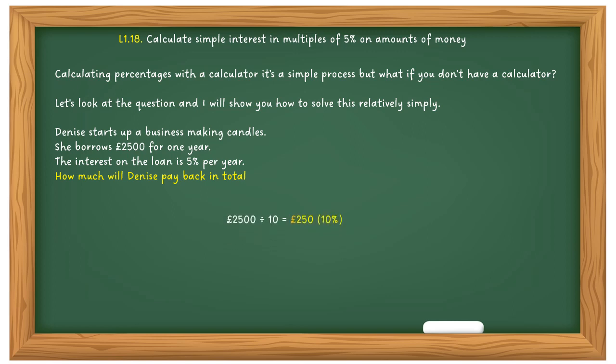Well, £2,500 divided by 10 equals £250, and that is the value of 10%. So all you then do is half of 250 is 125, which is 5%, and that's how you calculate 5% using percentages without a calculator. You just divide by 10, and you do that by moving the decimal point one place to the left. In this case it gives you 250, and you just half it. 2,500 plus 125 means that you're paying back 2,625. So Denise will pay back 2,625.